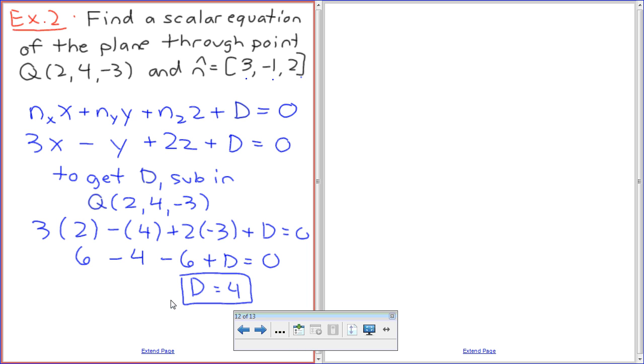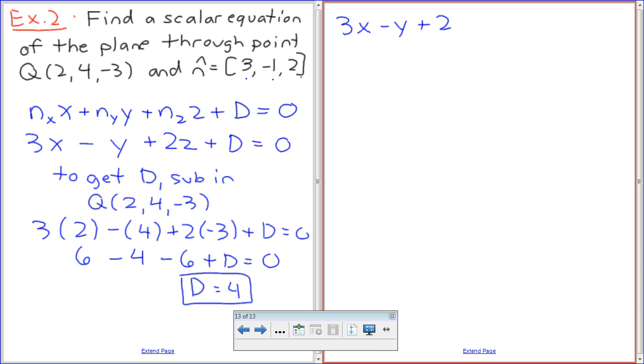Okay, so before we finish this one, I'm going to pick on Noah Solinger. Noah, it's your time to shine. What is the scalar equation of the plane then going to be? Be brave, you can do it. 3x minus y plus 2z equals 4. Thank you. So that wasn't too hard.